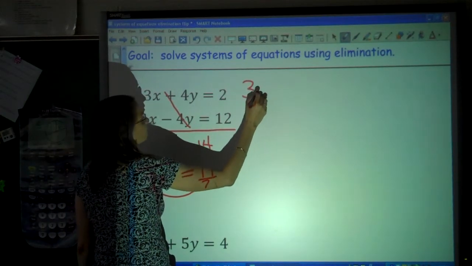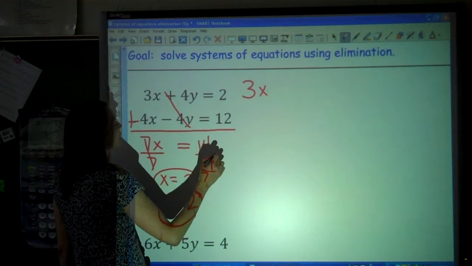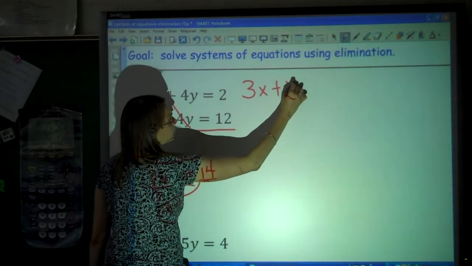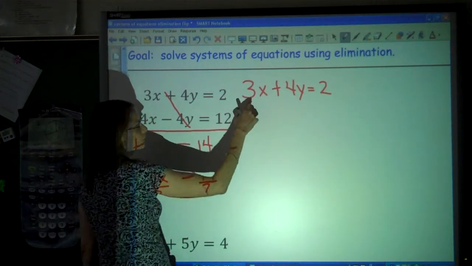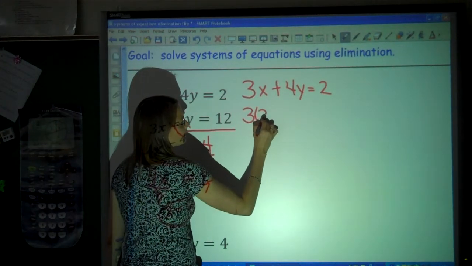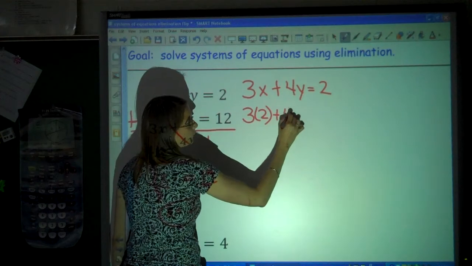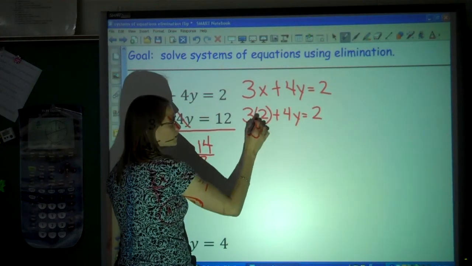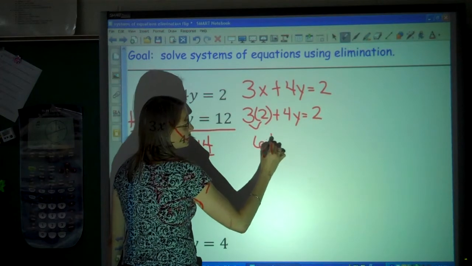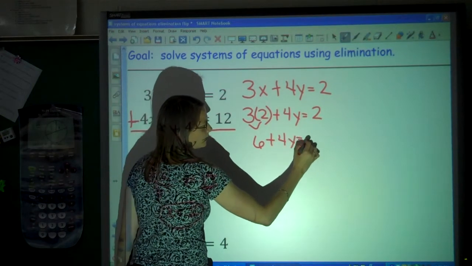So now I'm going to use substitution, which we learned a couple days ago. So 3x plus 4y equals 2. I'm substituting my 2 back in. So 3 times 2 plus 4y equals 2. 3 times 2, PEMDAS tells me to multiply first, is 6 plus 4y equals 2.